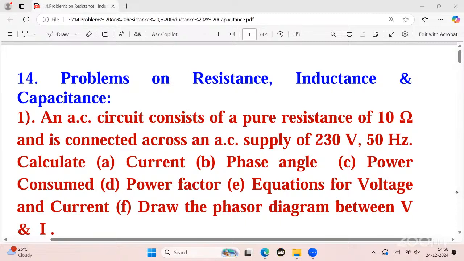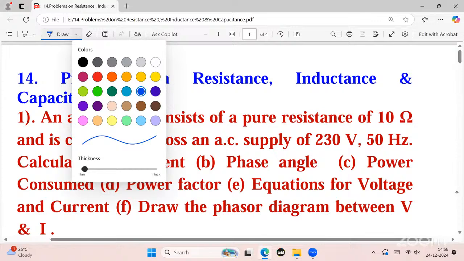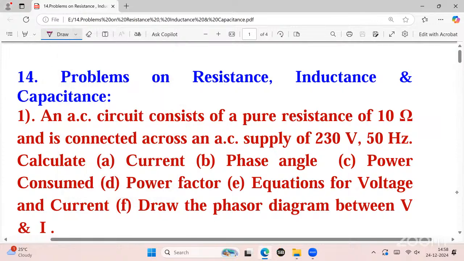B bit. Heading: phase angle phi. We have to find out phi. Directly you can note down. What is the phase angle of pure resistance? 0. Write down: the phase angle between voltage and current is 0.